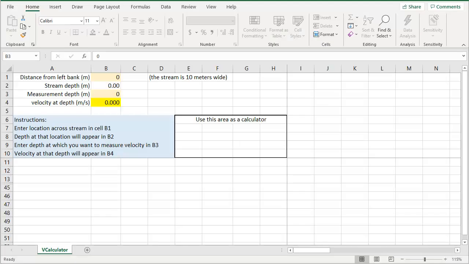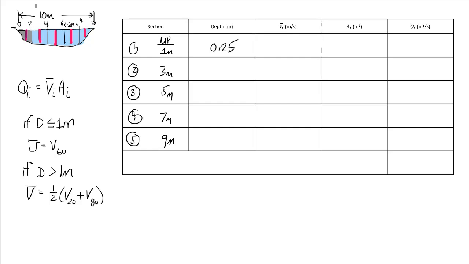So here's the spreadsheet program you're going to use. It reminds us that the stream is 10 meters wide. We want to go in 1 meter from the left bank. And here you go. It tells us that our stream depth is 0.25, so I can put that into my table. The depth is 0.25. Okay, I wrote it in there. And now I need to get the average velocity.